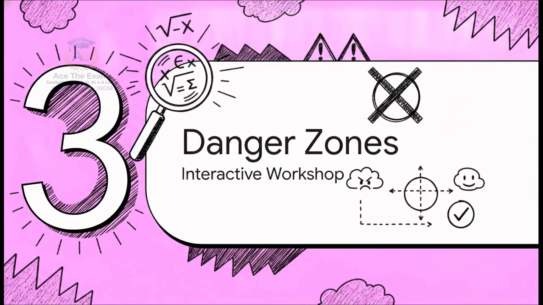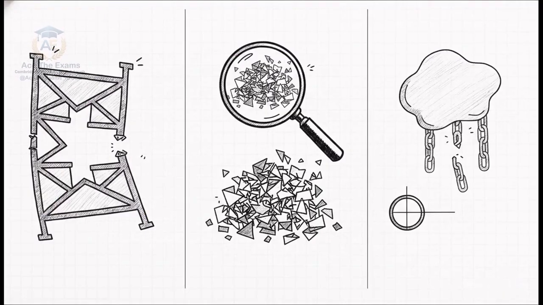All right, Section 3, Navigating the Danger Zones. Let's enter our interactive workshop. It's time to train your eyes to spot exactly where these precious method marks are being lost by other candidates. Think about this scenario for a second. Imagine a student who calculates their discriminant flawlessly, and they get -15.